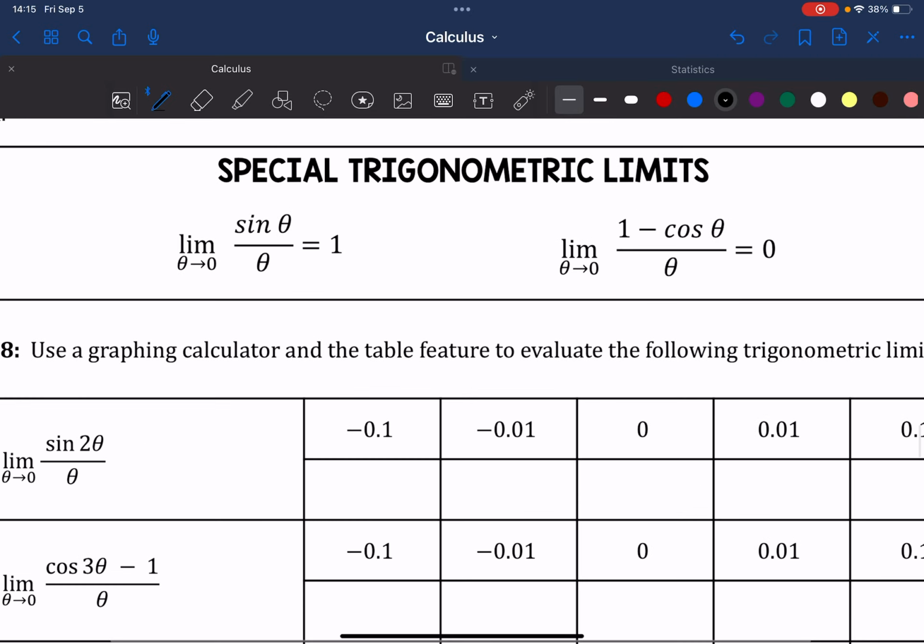So for now, you guys are going to memorize these special trig limits, and notice that each of them is the limit as theta approaches 0. We have sine theta over theta, which is going to give us 1, and 1 minus cosine theta over theta, which is going to give us 0.